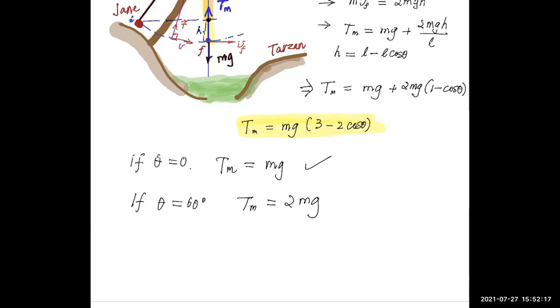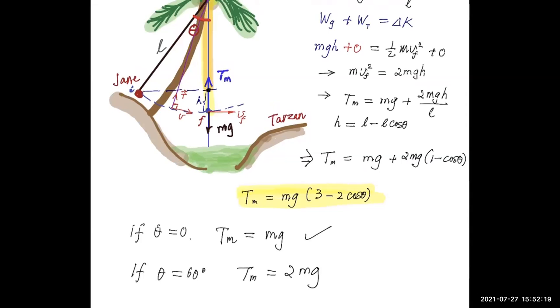That's amazing. That means if she starts swinging at 60 degrees from vertical, by the time she reaches the bottom of the swing, the tension in the vine has to be equal to twice her weight. Twice her weight. Not 20% more, not 30% more. Twice her weight. It's amazing. So it's a good thing that Jen knows physics. So she does the calculation. Otherwise, you know, she might end up with a string that may not be strong enough to support her.